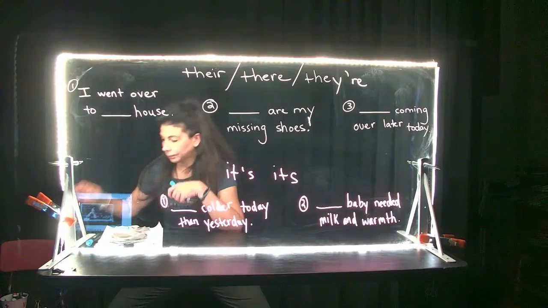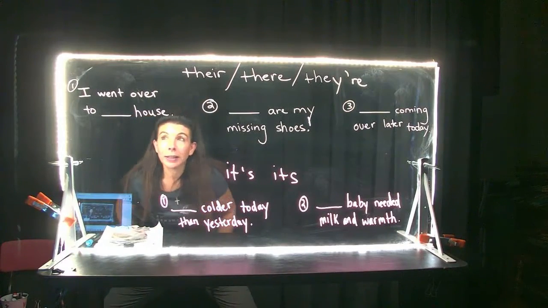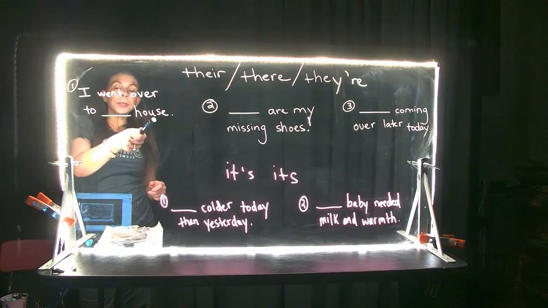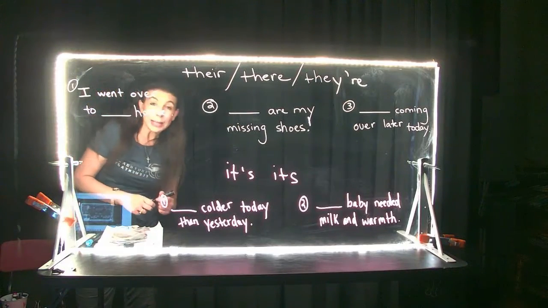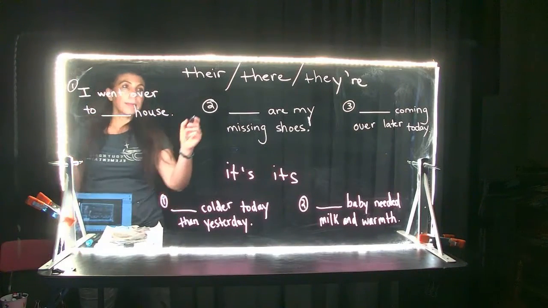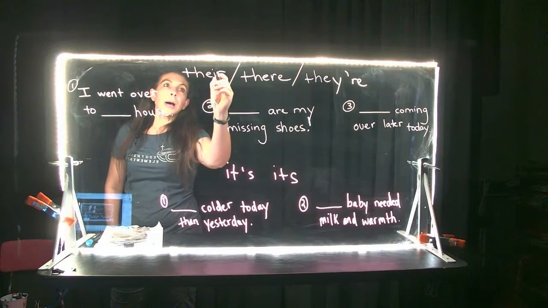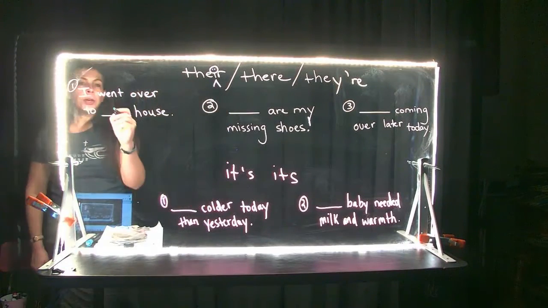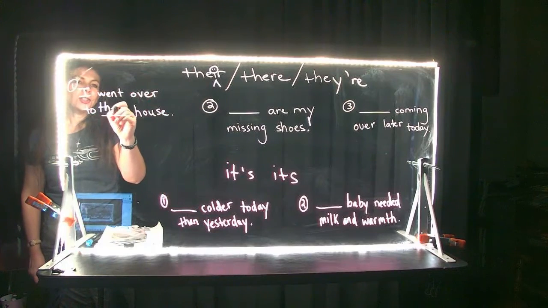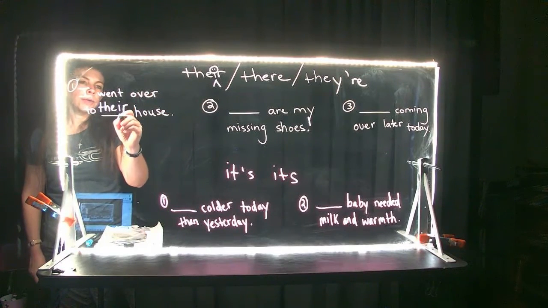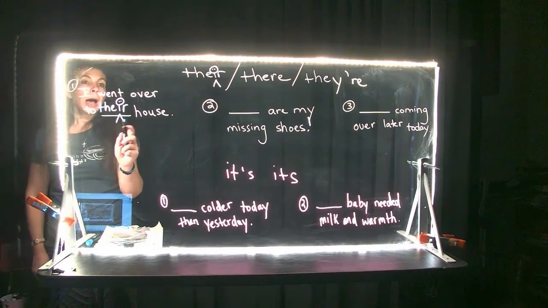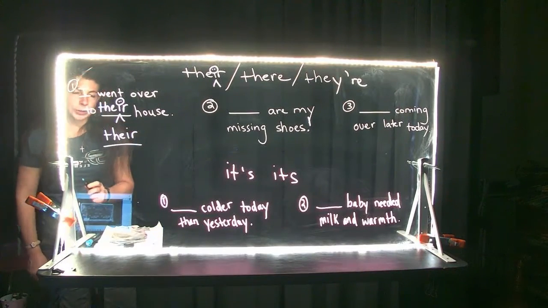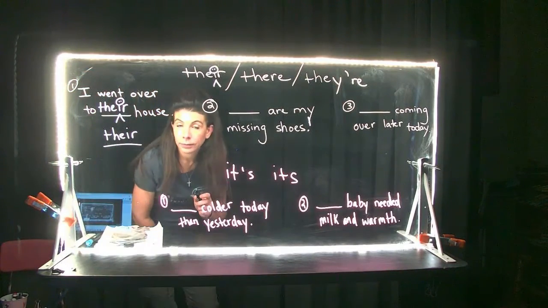Okay. Let's see how you did. I went over to their house. Whose house? Their house. Someone's owning the house. I remember what Mrs. D said. The one with the I is like the person. That shows ownership. So you should have written T-H-E-I-R. Remember? That shows ownership. I went over to their house. Did you get it right?